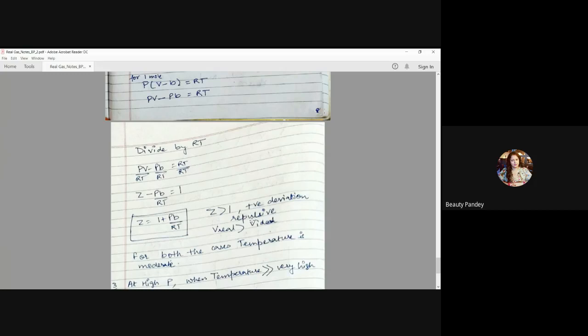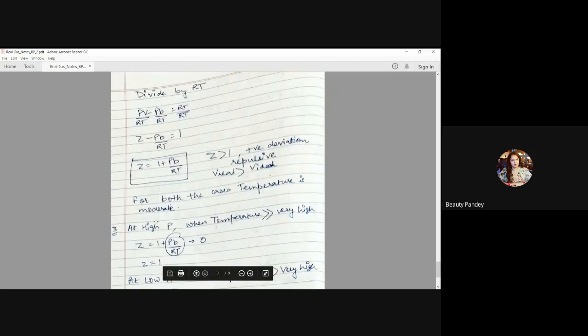However, in both of these assumptions, low pressure and high pressure, we have not assumed any deviation for temperature. We have just assumed that the temperature is moderate, which basically means room temperature. Now what will happen when the temperature is very high? There were two conditions for pressure, low pressure and high pressure, that we did considering the temperature is moderate.